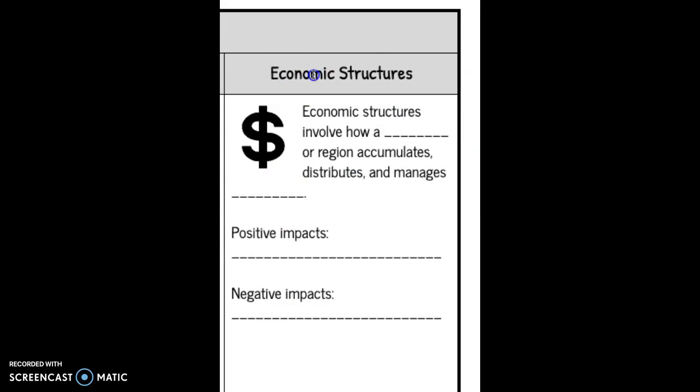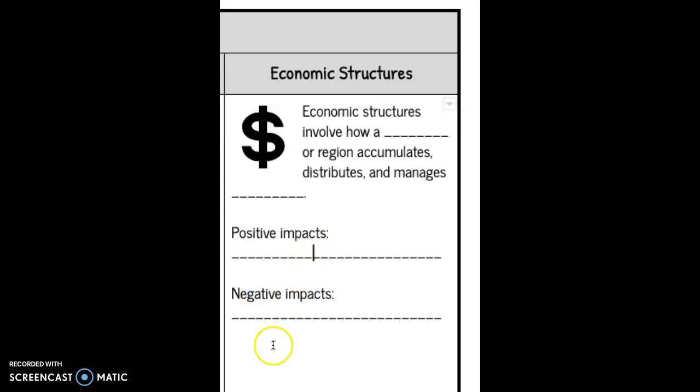Let's move on to talking about economic structures. So economic structures involve how a country or a region accumulates, that means gets, distributes, that means gives out, and manages or deals with money. Sometimes when we think of the word economic, we can think of jobs. That's what we hear a lot these days. Economic means money. Again, you're going to see positive impacts and negative impacts on your paper.